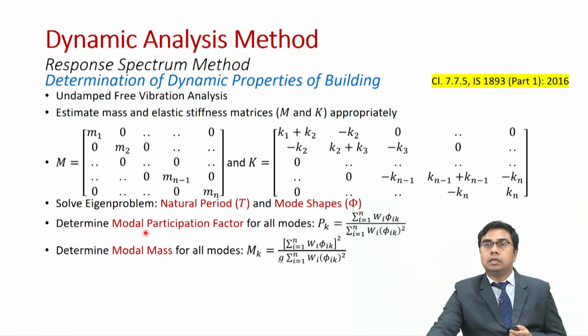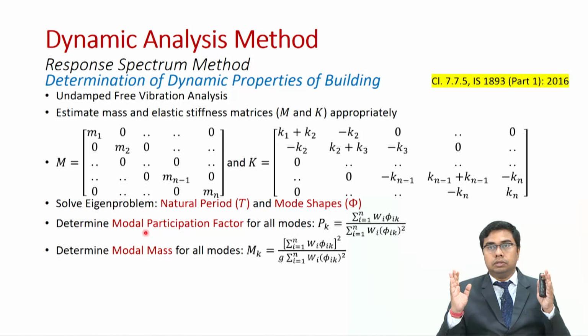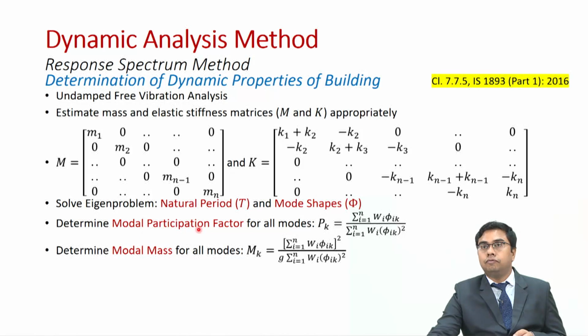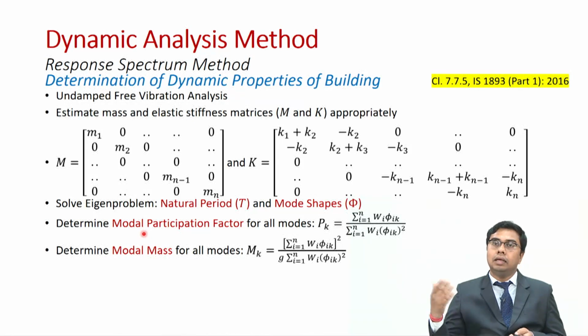Modal participation factor gives you an estimate of how much that mode contributes to the total oscillation of the building. So the oscillation of the building comprises various modes which we have found out by solving the eigen problem. So the fundamental mode, let us say the first mode, will contribute heavily to the total oscillation of the building. As we proceed further to higher modes, the modal participation factor should go down.